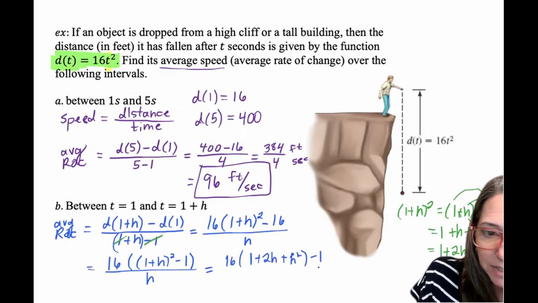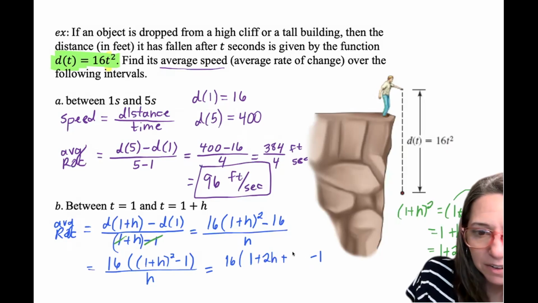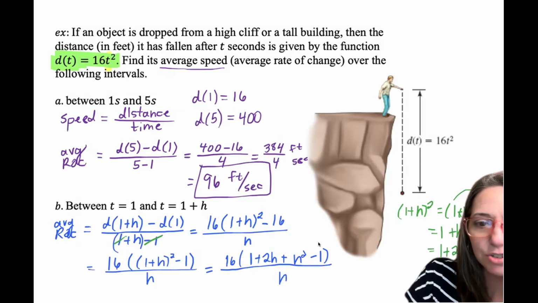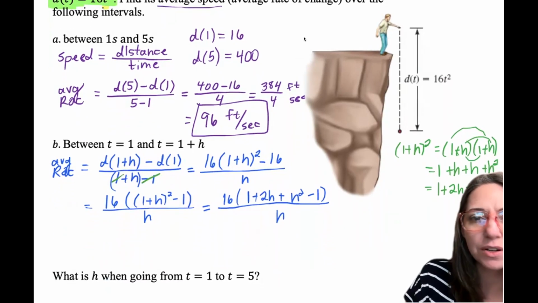And then that is minus another 1. I really didn't need that parenthesis there, did I? Let's fix that. All of that is with the 16 up front, and it's all over h. Okay, we're almost there. As you can see, that 1 with that minus 1 do cancel.